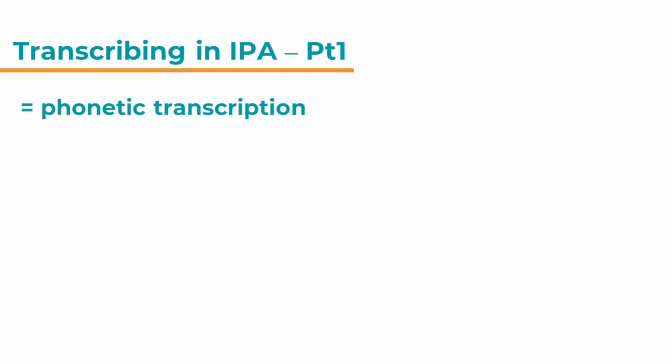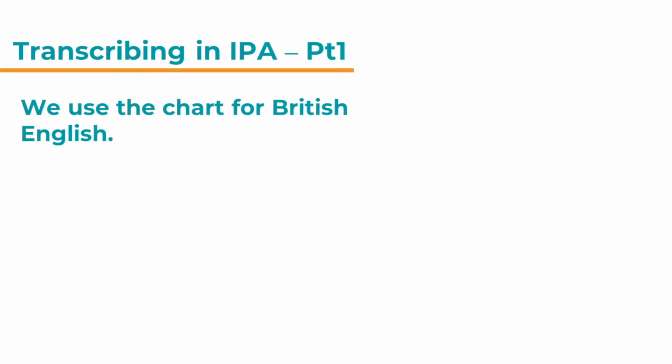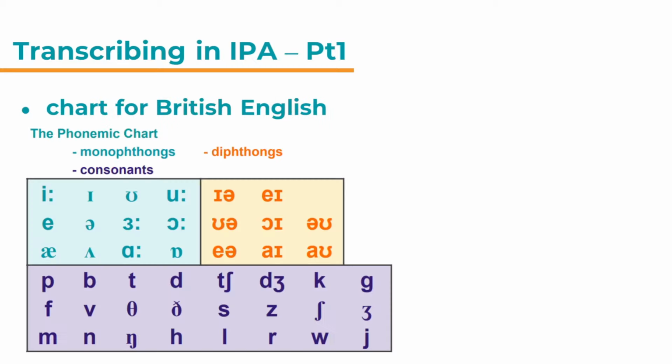Hi everybody, it's Billie here, and in this video we're going to have a look at transcribing in IPA using the British English IPA sound chart. This video is part 1, so we will start off easy. When we use sound symbols from the IPA to write down what somebody said, we call this a phonetic transcription. And like I said, we will use the chart for British English. The chart looks like this. You can see all the sounds for British English.